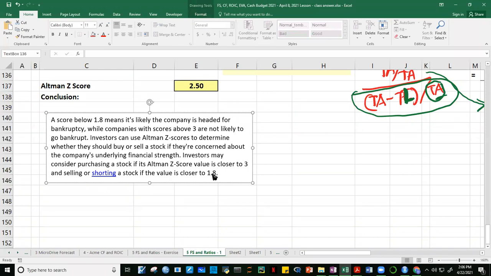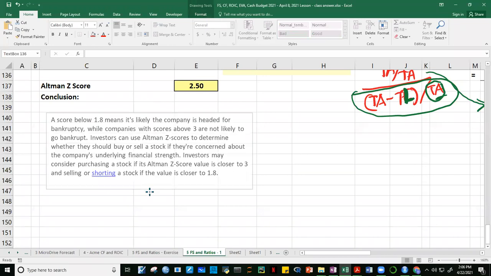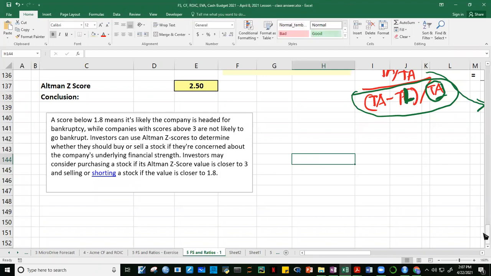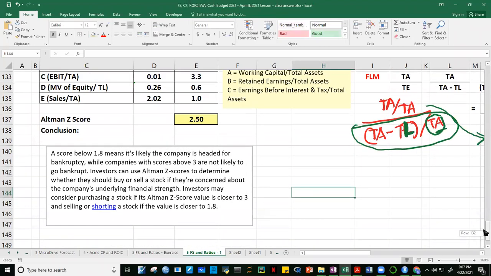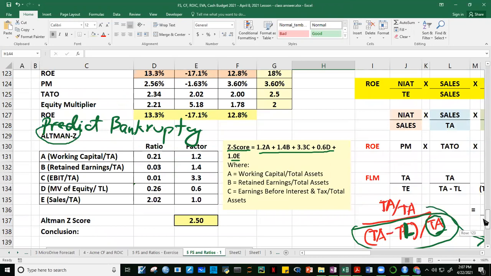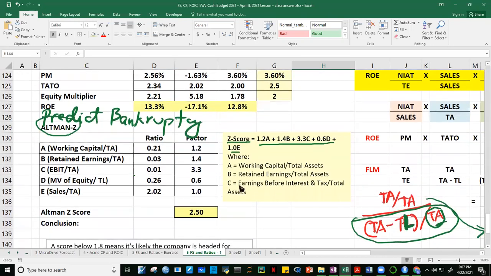So, notice, guys, at 1.8 and below, that is prone to bankruptcy. An Altman Z of 3 and above is very strong; the probability of bankruptcy is very low. And then there is a gray area, no? The range between 1.8 and 3, that's what Altman calls a gray area. Okay, so the gray area means we're not certain about the standing of the company. So let's take a look at this.